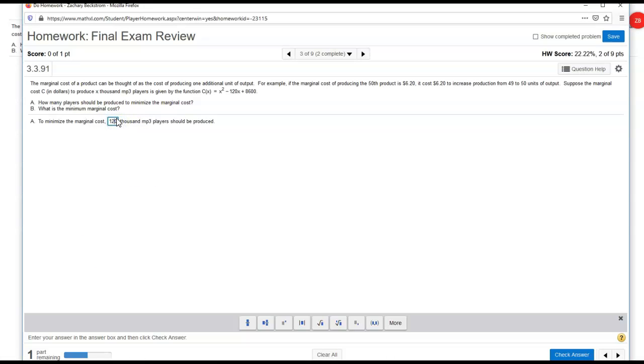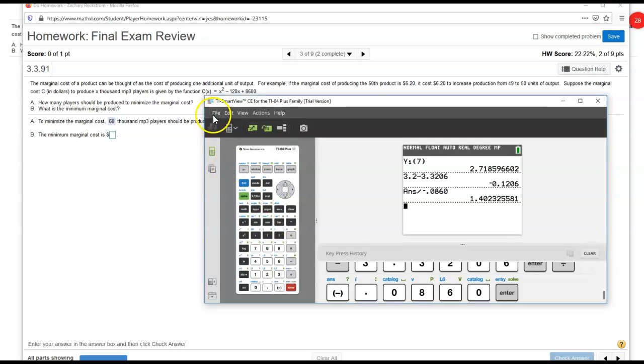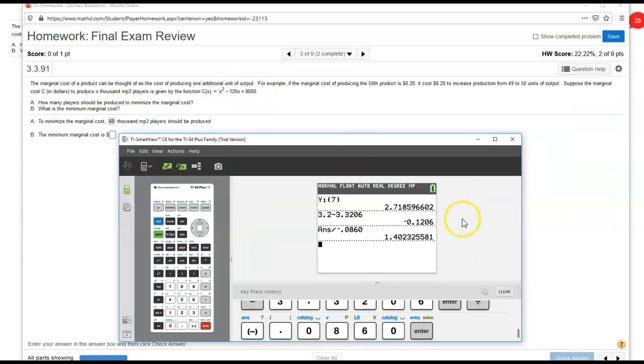Go back up here and put 60. There we go. And then the second question is the minimum marginal cost is, well, we're just going to put that 60 in there and evaluate it. I could put that in my y1 function and then do the y1 trick like I did before here. But in this case, it's probably just easier to just replace x with 60.